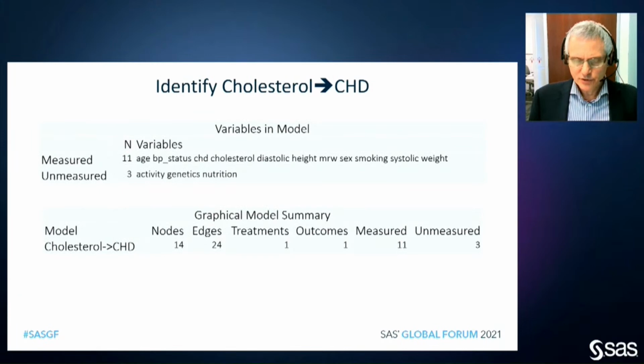In the output, the first 2 tables, you should review these to make sure that your model was received as you intended. In the variables in the model, we list 11 measured variables and 3 that are unmeasured. In the graphical model summary, we get a count of the number of nodes and number of edges. We have 1 treatment, 1 outcome, and again, 11 measured and 3 unmeasured variables.